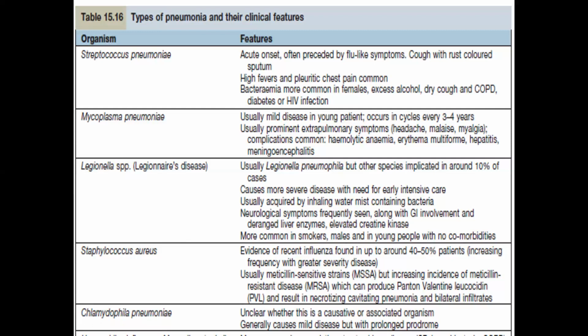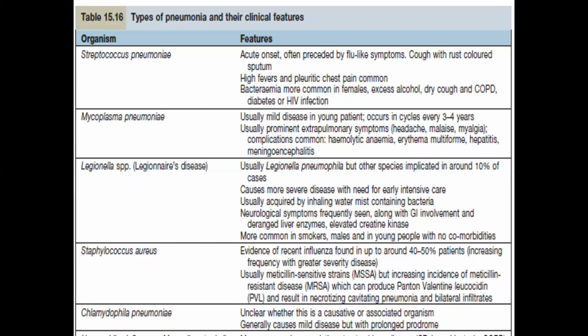Usually methicillin-sensitive strains, but there is increasing incidence of methicillin-resistant disease, which can produce Panton-Valentine leukocidin, PVL, and result in necrotizing, cavitating pneumonia and bilateral infiltrates.